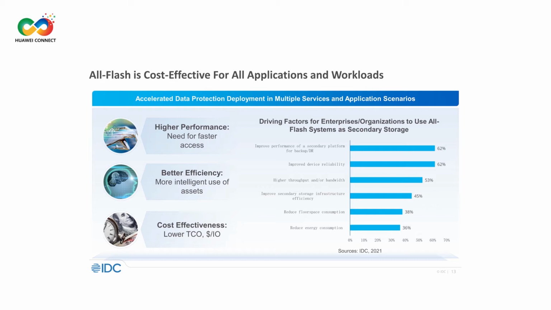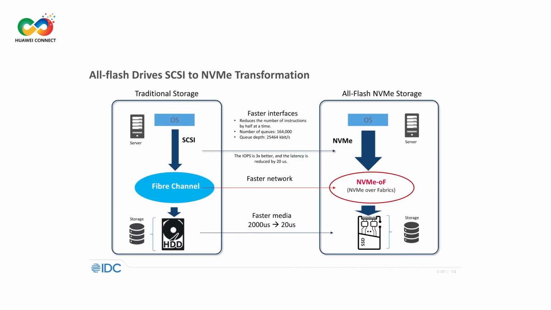Now, given that we need to expand beyond what's in a storage array or in a server, we need to think about end-to-end NVMe. What this slide is showing you is that SCSI transformation to NVMe is happening in a quiet way. But look at the numbers here. If you're looking at the number of instructions that get reduced, the number of queues, the queue depth, you're going from a traditional SCSI-based fiber channel network, and I say traditional here, but it's relatively new, to an NVMe over fabric mode, which uses Ethernet as the transport, and that gives you much faster access to media. Going from 2,000 microseconds to 20 microseconds, or even lower. The network is faster, the IOPS is better, the latency is reduced, and there are a lot of things that go for this.